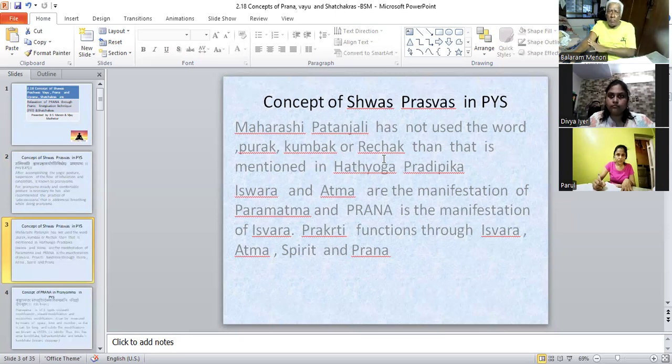Ashtakumbhaka Pranayama. Now here, Ishvara and Atma are the manifestation of Paramatma and Prana is the manifestation of Ishvara. Prakriti functions through Ishvara, Atma, Spirit and Prana.